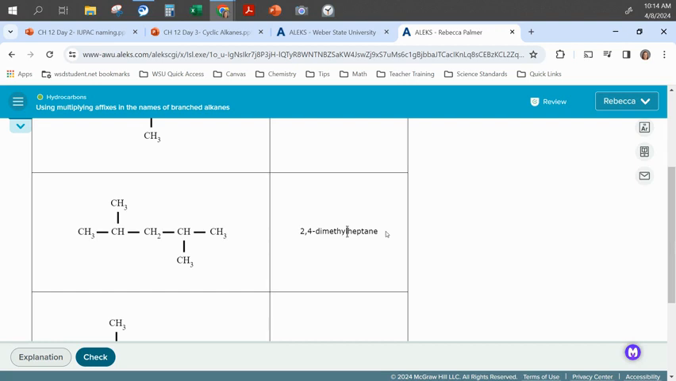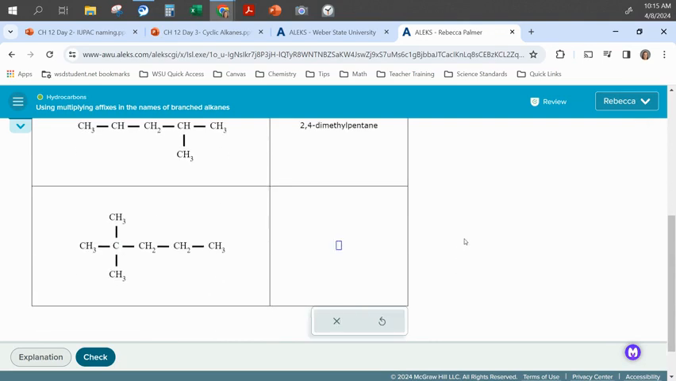Oh, pentane, thank you. Thank you for catching that. Great, thank you. Okay, last one. This one is also pentane. It's like 1, 2, 3, 4, 5. So this one also, no matter which direction I count it, it's going to have 5 carbons.